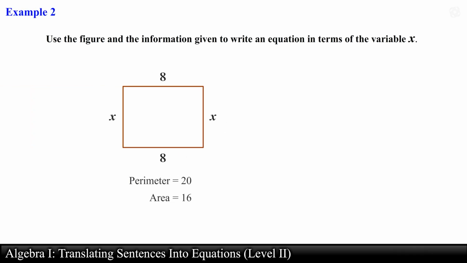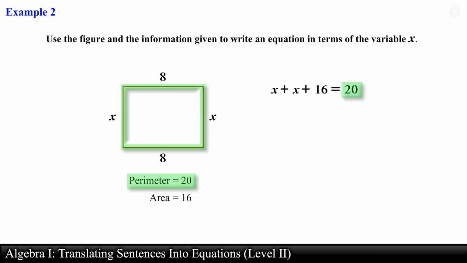Here we are given a rectangle with the given sides. We are also given the perimeter and area of the rectangle. So we need to set up an equation that represents the perimeter and another equation that represents the area. Let's first set up the equation for the perimeter. We first need to add all the sides. Doing that, we have the following expression, x plus 8 plus x plus 8. This can be simplified to x plus 16. And we know that the perimeter is equal to 20. So the final equation that represents the perimeter is written as x plus 16 equals 20.